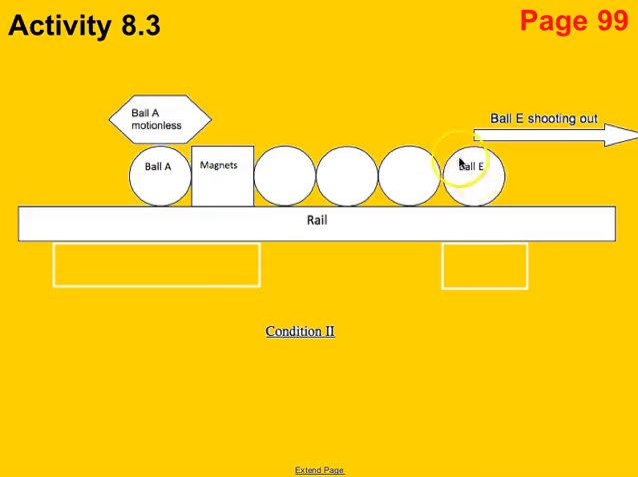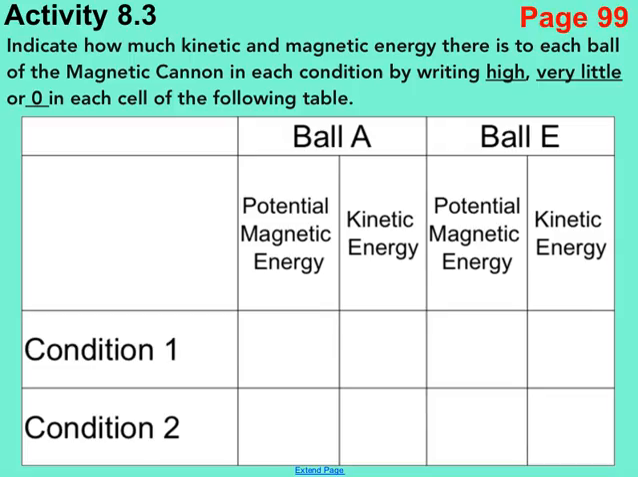Now go back and look at ball E right now. Ball A is already touching, so it hit, and ball E is ready to shoot out. You can see there's actually a little gap here, so it's a millisecond after it hit. So does ball E have potential magnetic energy? Is it high, very little, or 0?